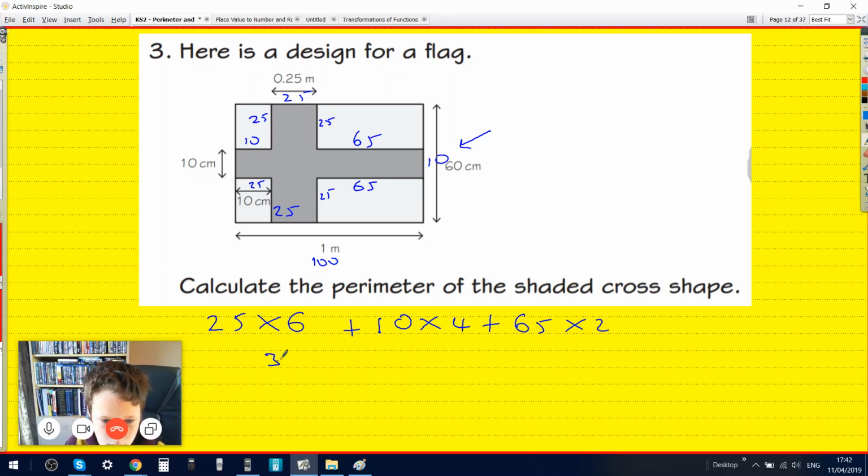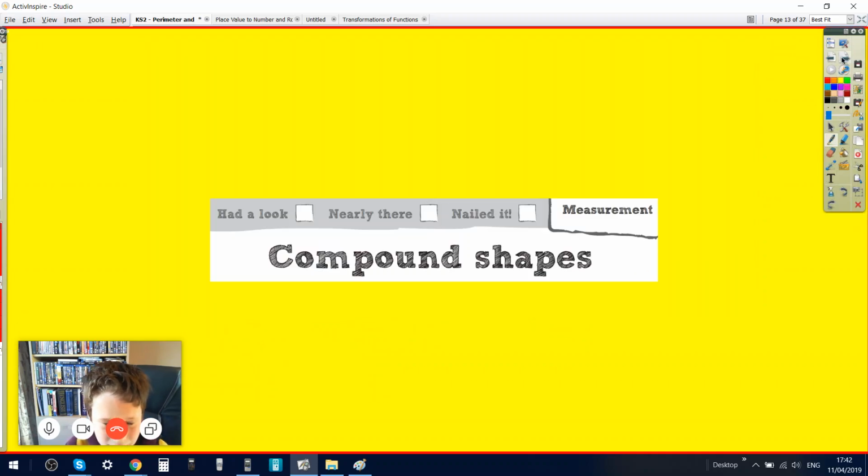Well done. Any questions there? No, I don't have any. Okay, so that's definitely as hard as it gets. So what would you give yourself for compound shapes? I think between nearly there and nailed it, perhaps.